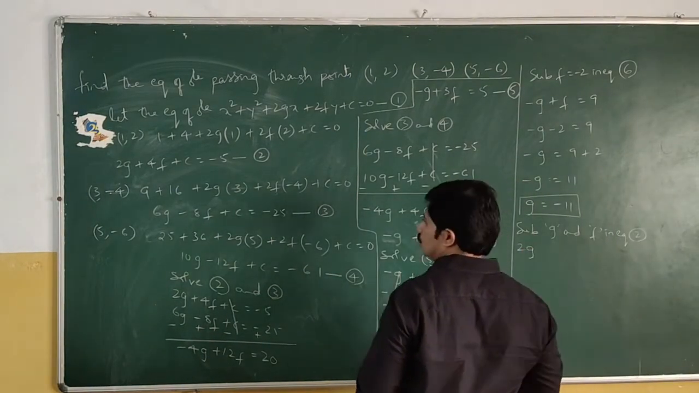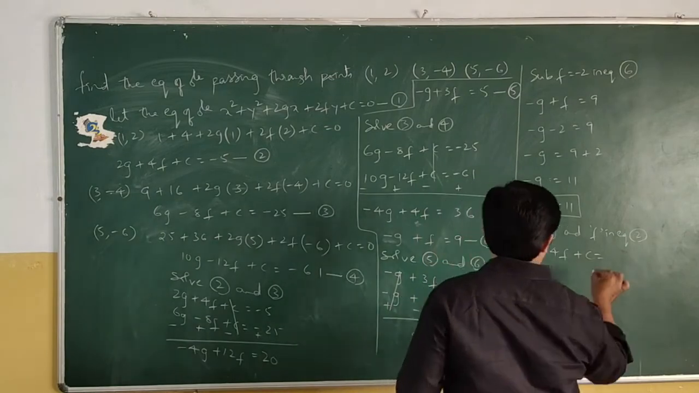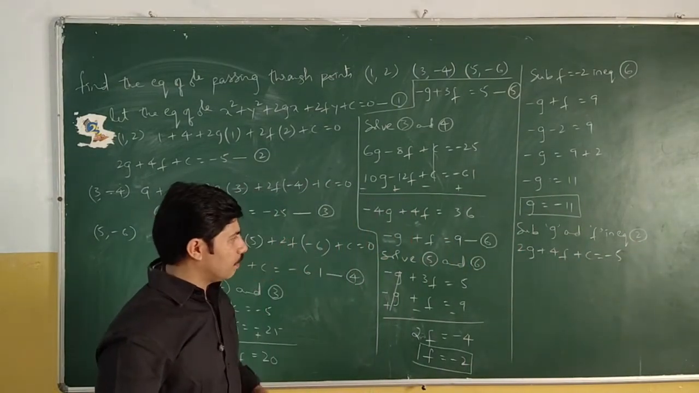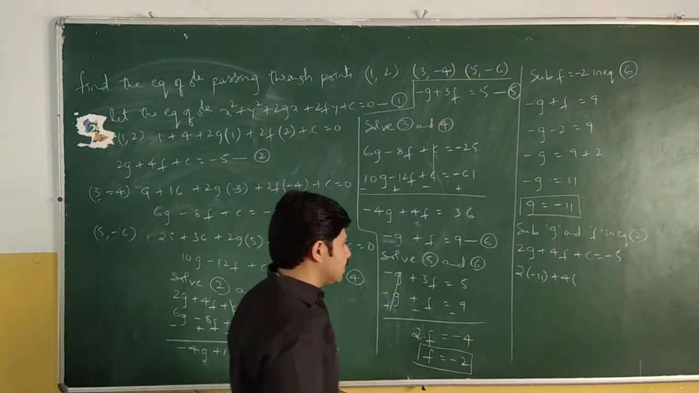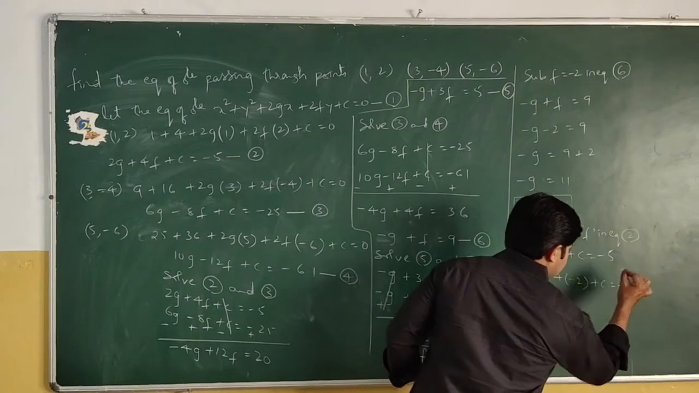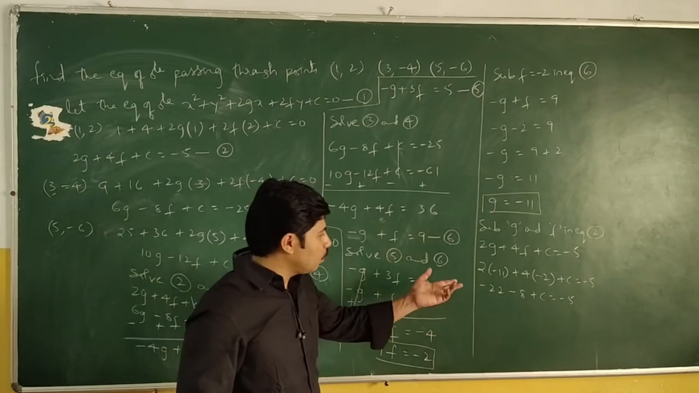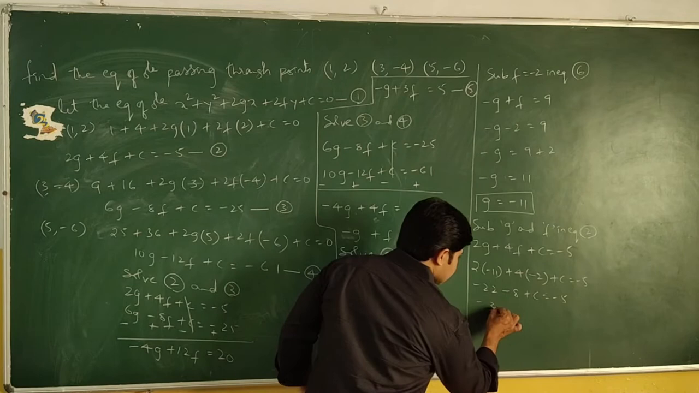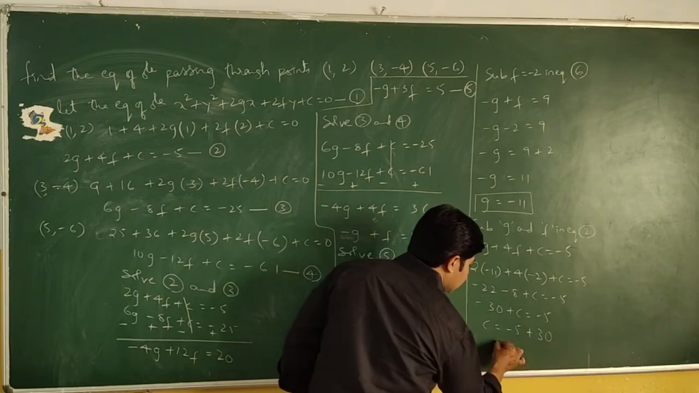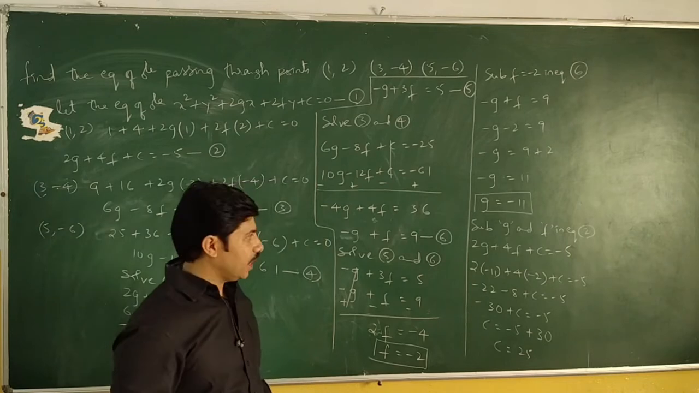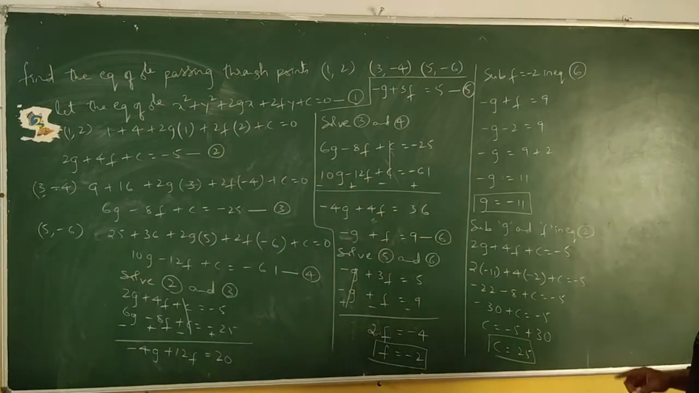What is equation 2? It is 2g plus 4f plus c is equal to minus 5. So we are substituting now. 2 into g value, plus 4 into what is f value? It is minus 2, plus c is equal to minus 5. So minus 22 minus 8 plus c is equal to minus 5. So minus 30 plus c is equal to minus 5. So c is equal to minus 5 plus 30. So what is c value we are getting? 25.